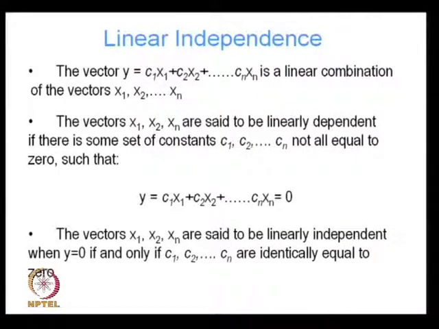So, x1 through xn are linearly dependent if there is some set of constants c1 through cn not all equal to 0, such that c1 x1 plus c2 x2 through cn xn is equal to 0. x1 through xn is linearly independent if that condition is only satisfied if all the c's are 0. Basically, we are saying there is no set of non-zero constants c1 through cn such that we can sum x1, x2 through xn after multiplying them with the scalars c1 through cn such that we get 0.